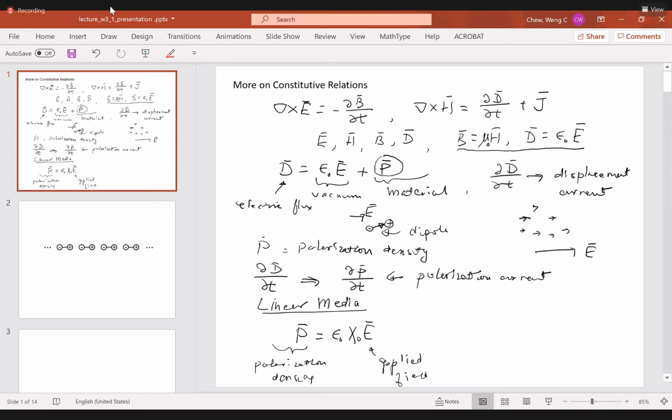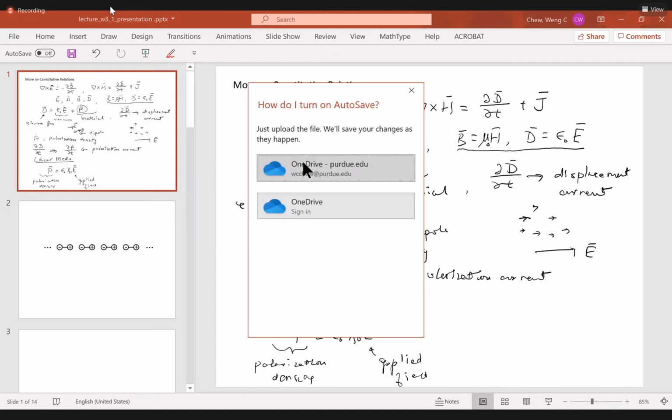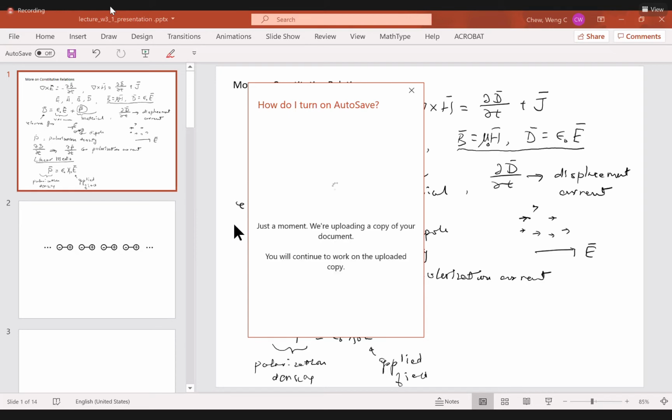Okay. And let me turn on this autosave. Don't have to worry about it. Okay, now autosave is on.